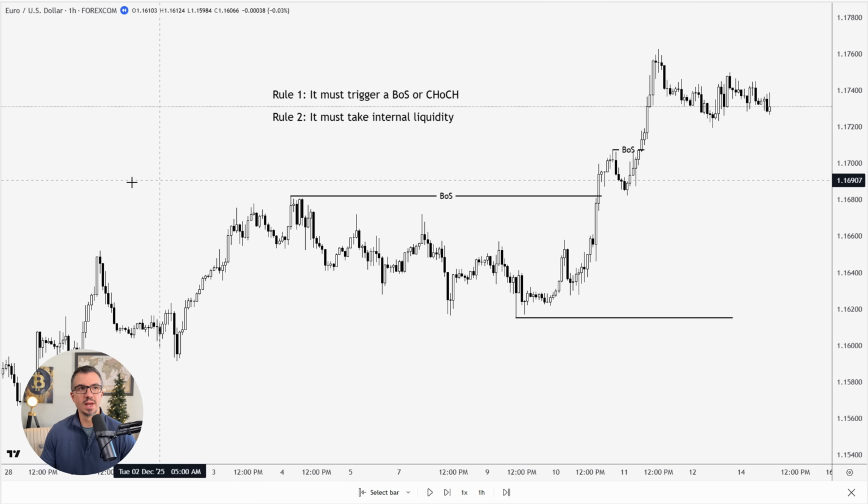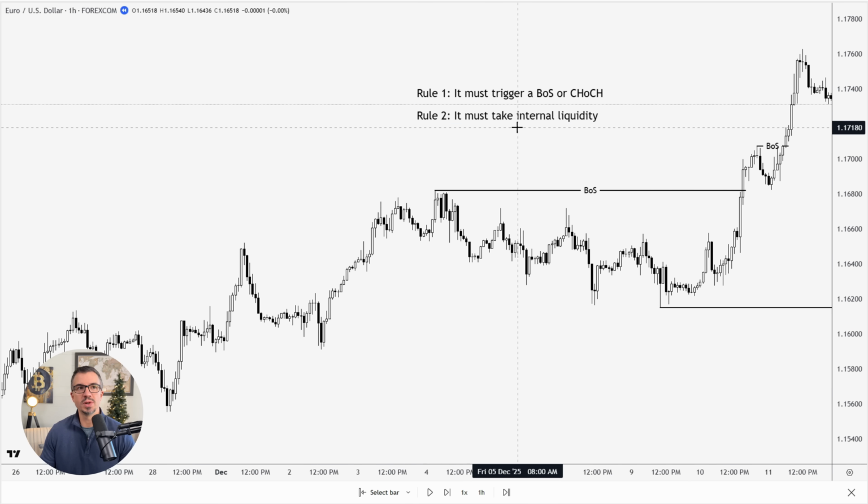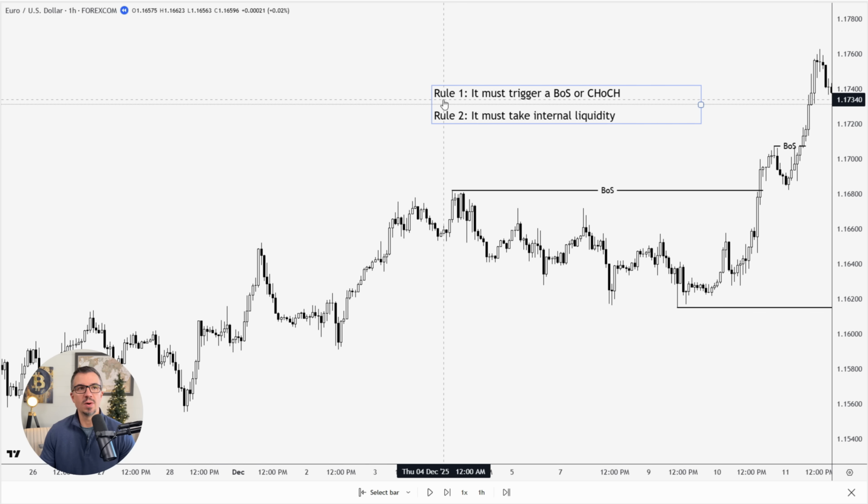So to better explain this, let's move back here. Again, our rules: rule number one, it must create a break of structure or change of character. Rule number two is that it must take internal liquidity. Now, technically, rule number two could happen and does happen before rule number one.